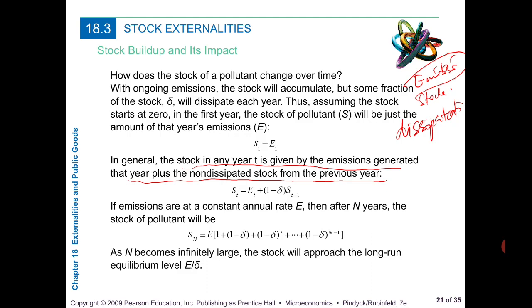So for example, the first time you emit, that's your stock. But next year, your stock will increase by (1 minus delta), where delta is the dissipation rate, times the emission of the year after that. So every year you have to consider the starting stock plus the emission made in that year minus the dissipation in that year. But if n is infinitely large, so when you have S sub infinity, the formula collapses to just E over delta, where delta is the dissipation rate.